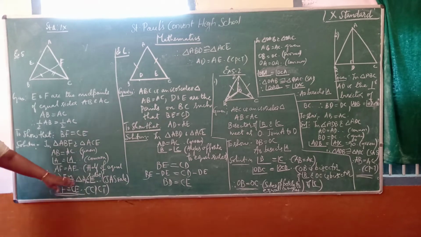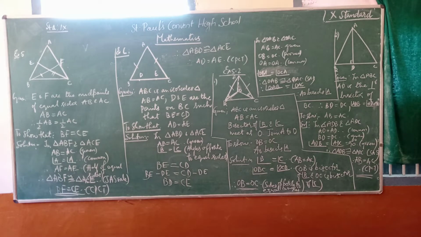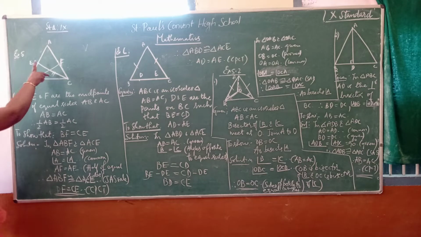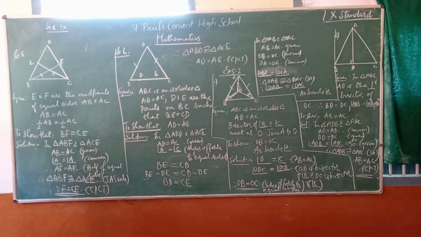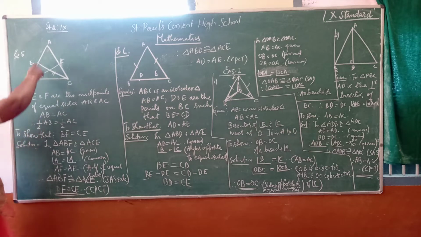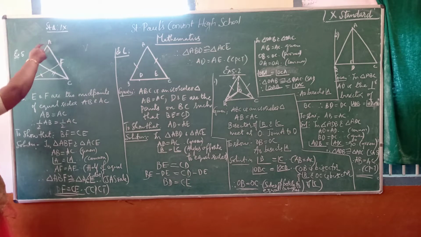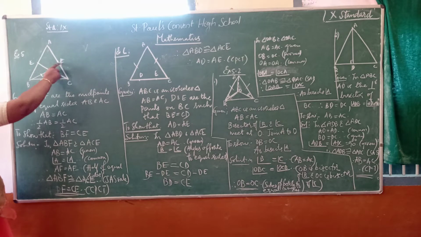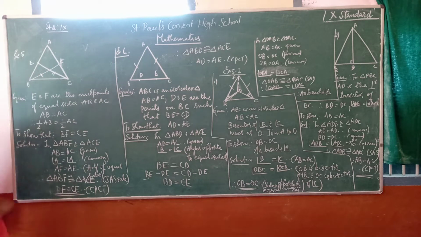Once you say that two triangles are congruent, the corresponding parts will be equal. That is, BF will be equal to CE. The only thing you have to do is show two triangles are congruent. If you show two triangles are congruent, it is over; you can show that the corresponding parts will be equal. You have taken triangle ABF and triangle AEC. AB is equal to AC, angle A is common and AF is equal to AE. Therefore, the two triangles are congruent.